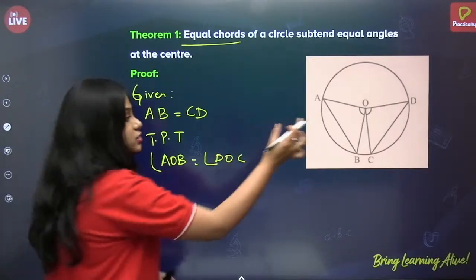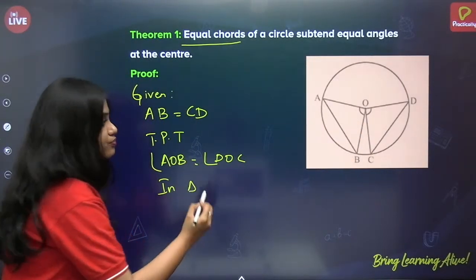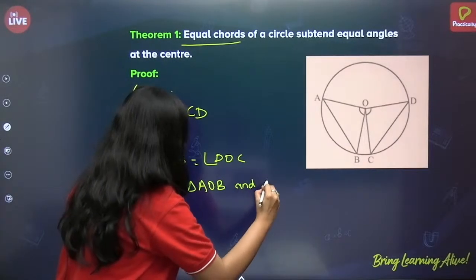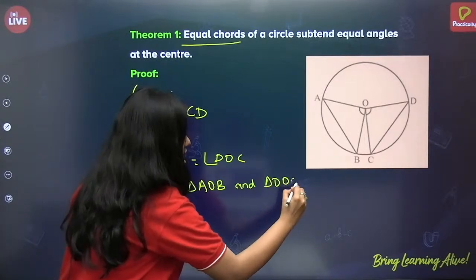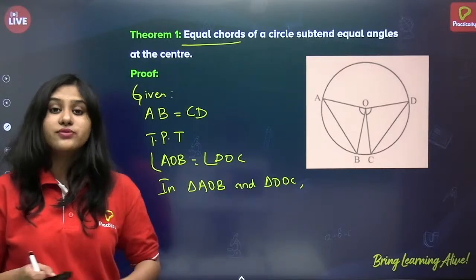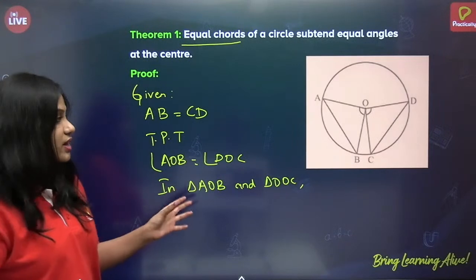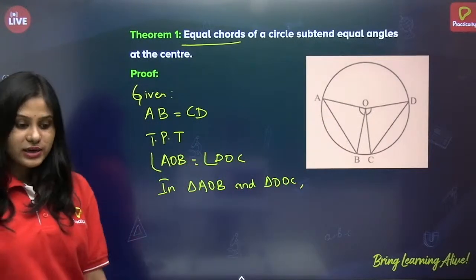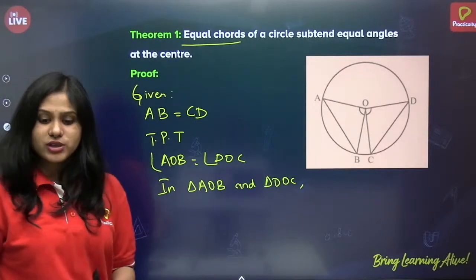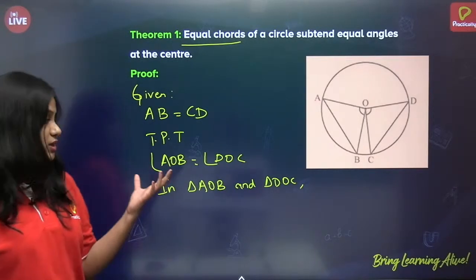Let us take these two triangles which you are seeing in the figure. So in triangle AOB and triangle DOC, we will be seeing if they are congruent. If they are congruent, we know that corresponding parts of congruent triangles are equal, and hence we can prove that these two angles are equal, correct? So now can you all tell me which congruency I can use for this? Type in the comments which congruency I will be using to prove this.